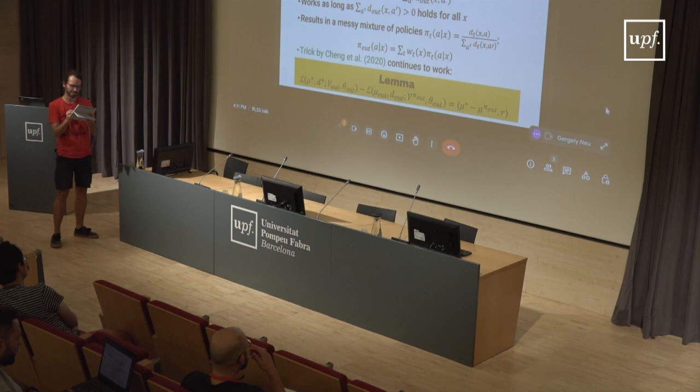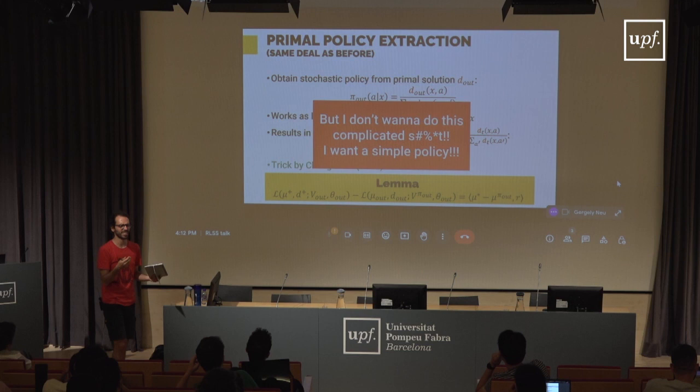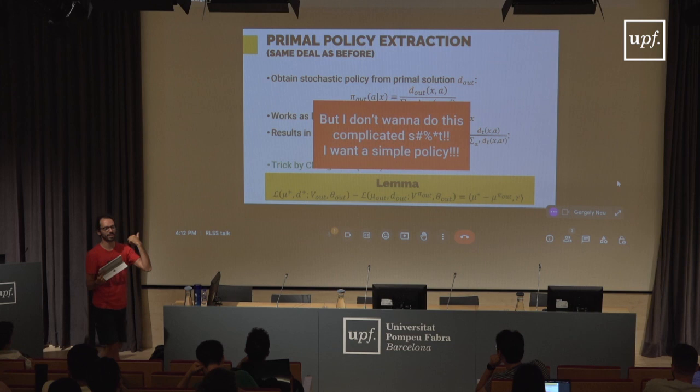But the problem is that this variable d pi out is still a very high dimensional variable, and this does not result in an algorithm that you can run in reality. The problem is that the policy that we get from all of this is going to be some kind of weird weighted mixture of policies that you calculate, and these are just not practical at all at the end of the day. So at this moment you may feel that I just scammed you with all of these primal dual methods. This is not something that gives you practical algorithms.